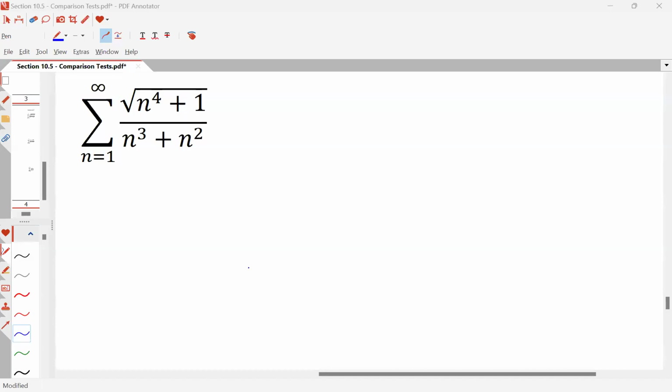Hello, in this video, we're going to take a look at 3 examples of using the limit comparison test. First things first, when using the limit comparison test, we want to make sure our series has positive terms. So we're looking at this sequence, the square root of n to the fourth plus 1, all over n cubed plus n squared.